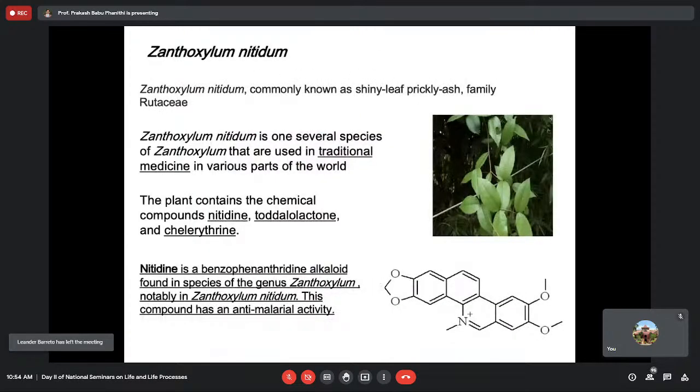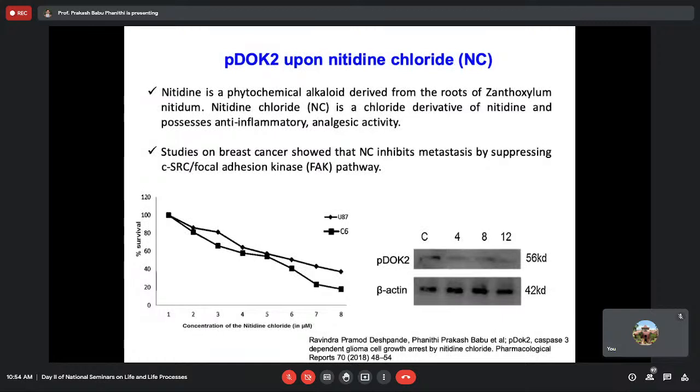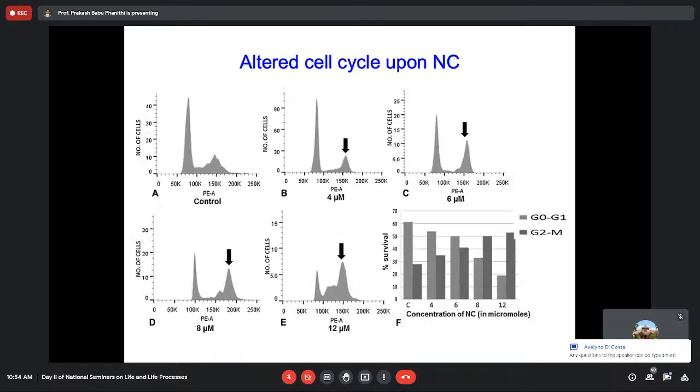The other one is xanthosylene nitidine. This is also a plant-based medicine. When we did this with the PDOC antibody, it was reduced at different time points: 4 days, 8 days, and 12 days. So that indicates that this also can be used as an effective drug for the treatment.